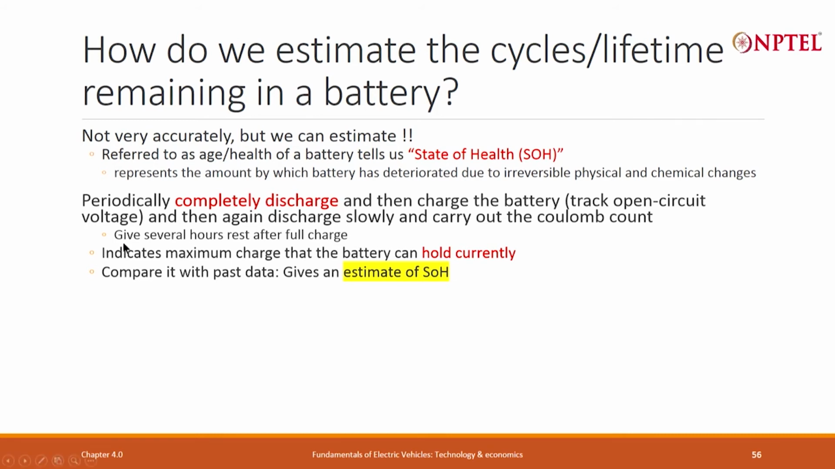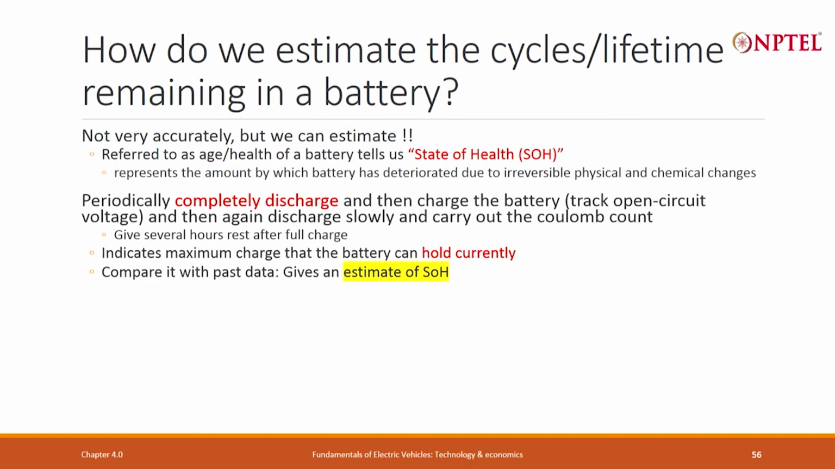After discharging, you charge slowly. Slowly is very important, and carry out the Coulomb count. Give some rest, say several hours, at least I will say half an hour, and then you start charging slowly. You do the Coulomb count, and that will give you the estimate of state of health. This is the total capacity, from totally empty to totally full. This is what I have measured. At that time, it will give you a state of health, and you use that state of health then again.